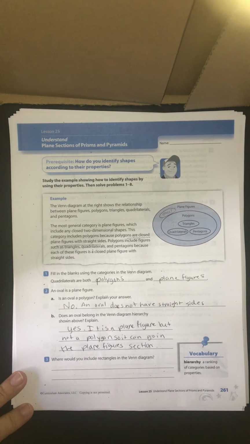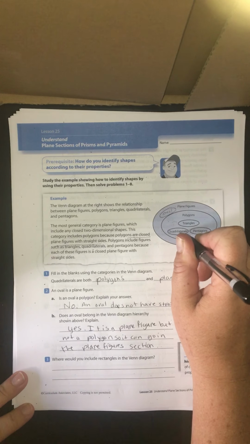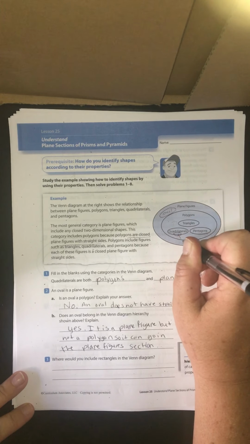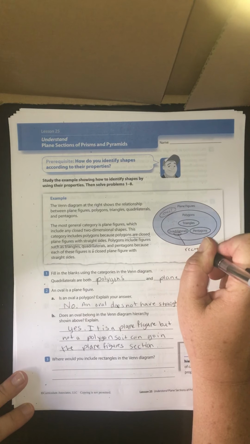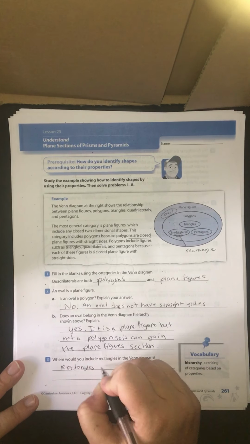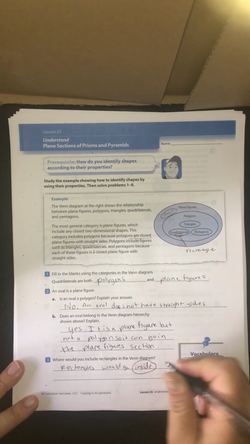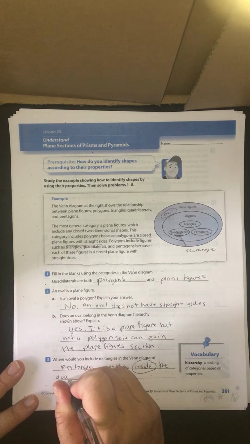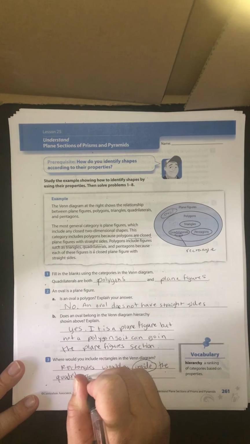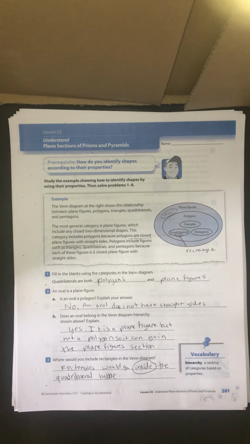Okay, where would you include rectangles? Rectangles are a kind of quadrilateral, so I would make a little circle inside of a quadrilateral and put rectangle. So rectangles would go inside the quadrilateral bubble. All right, and this is the hierarchy. These are the different categories.